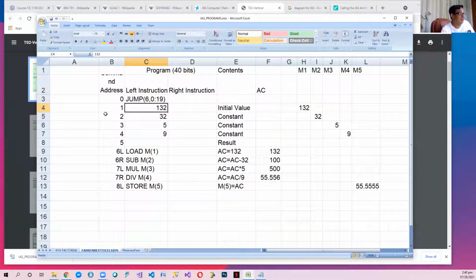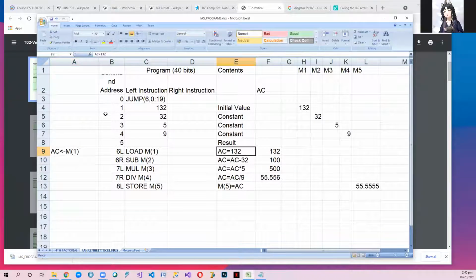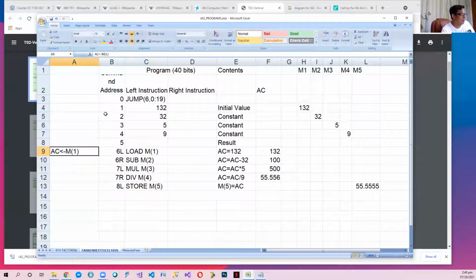So first we load M1. So we say AC receives M of 1. AC receives 32. So, 132. It's not actually needed, but we'll just write the micro instruction. Sub M2, we say AC receives AC minus M of 2. Eventually AC minus 32. So AC becomes 100.